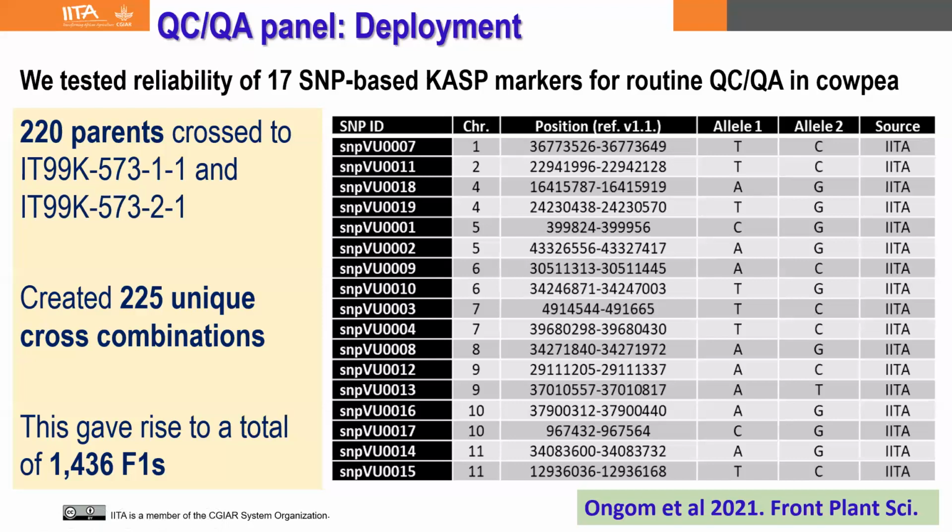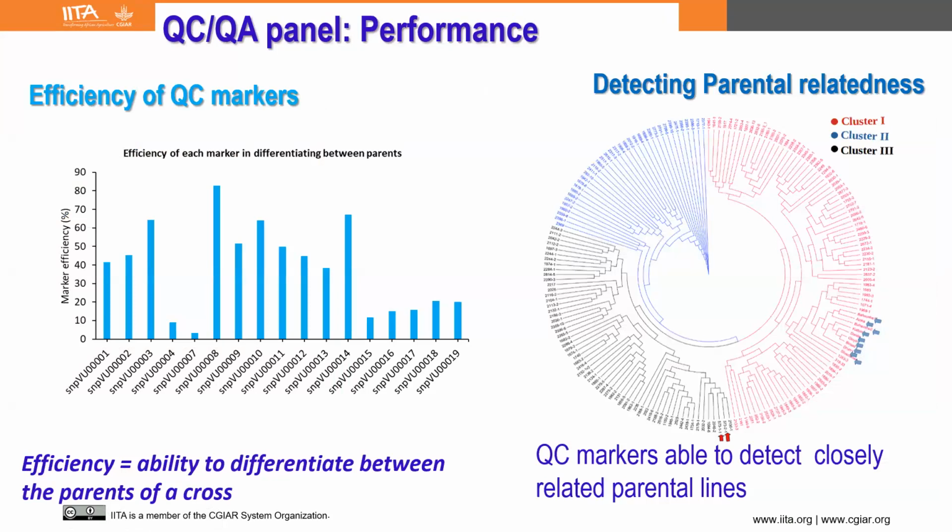Recently we tested the effectiveness of this panel in a large-scale application in the breeding program. We were trying to test them for hybridity authentication. So we made about 225 unique cross combinations. We had about 220 parents that were crossed to 2 sister lines, and that gave us about 1,000 F1s that we used to test how effective this 17-marker QC panel would work on a routine basis. And we got some interesting results.